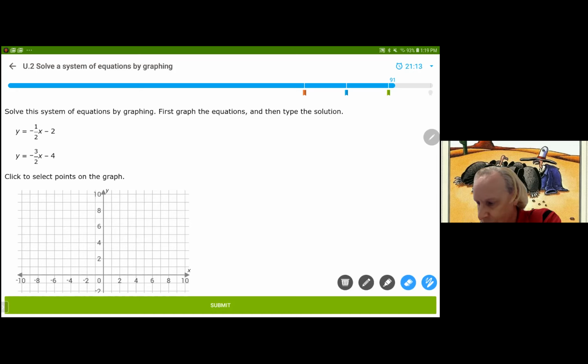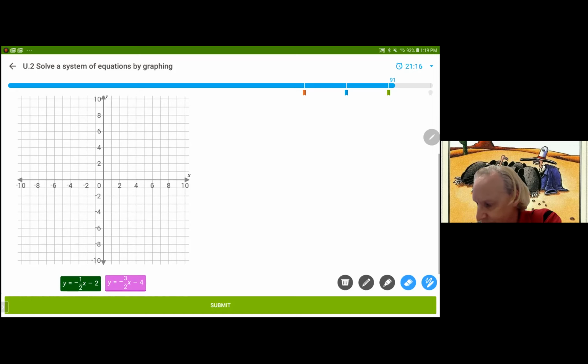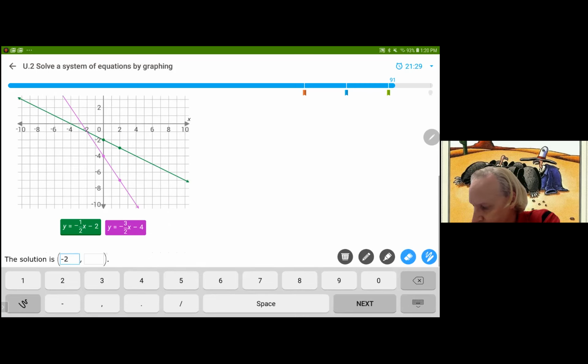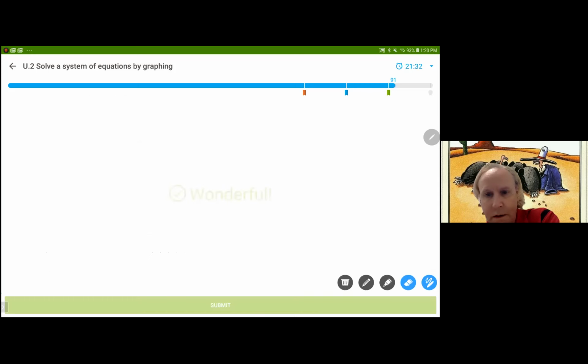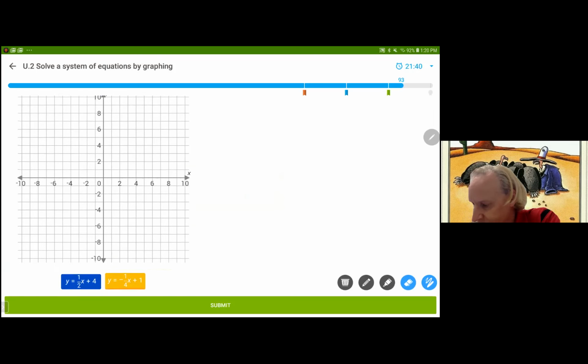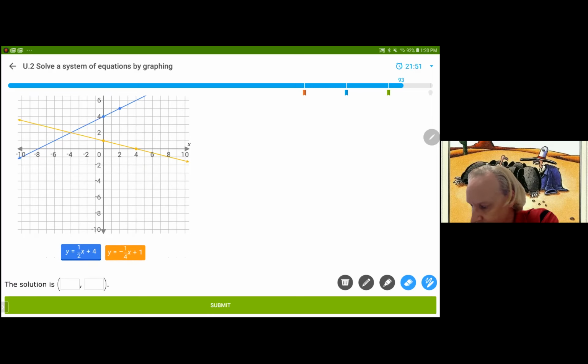All right, so let's scroll down my equations. I'm at -2, and I have a slope of -1/2. I'm at -4, I have a slope of -3/2, and it looks like I'm at -2, -1. And let's do the next one. I'm at 0. Oh, you know what? Scroll down. 0, 4, have a slope of 1/2. I'm at 1, and I have a slope of -1/4. And it looks like my solution is at -4, 2.